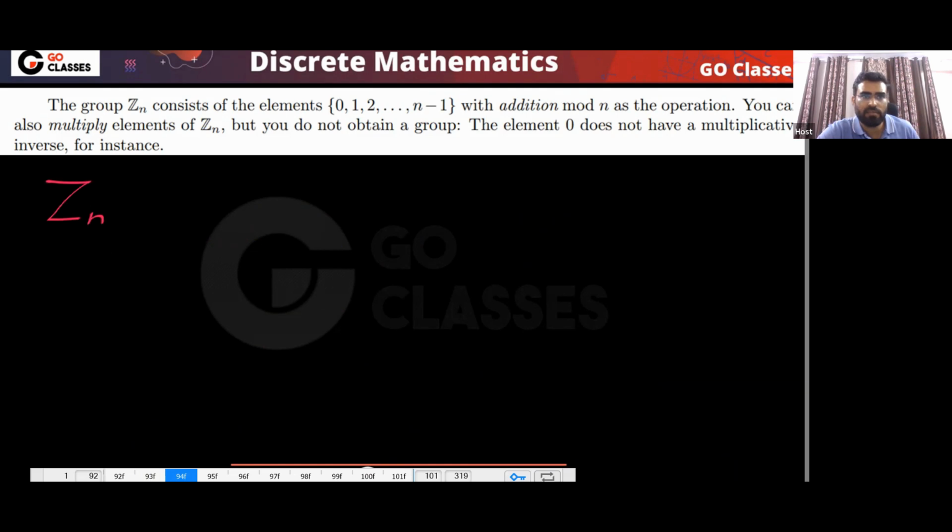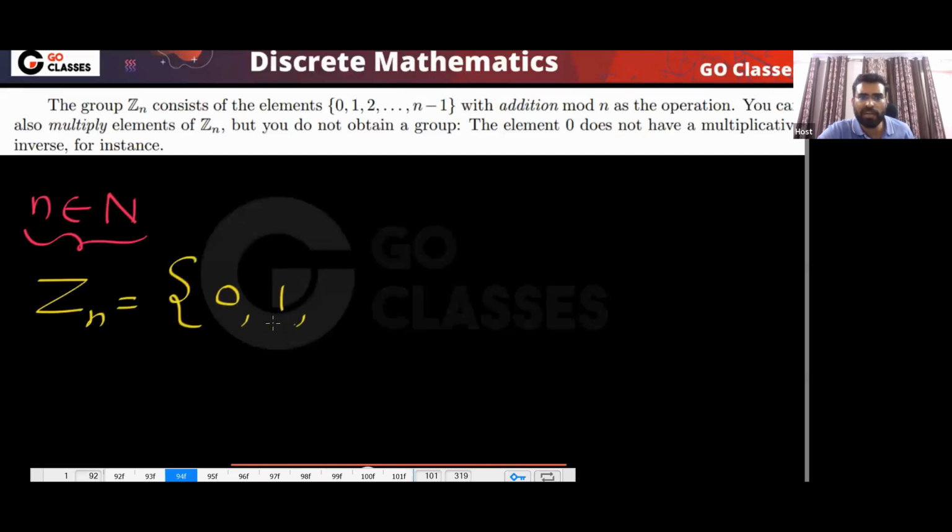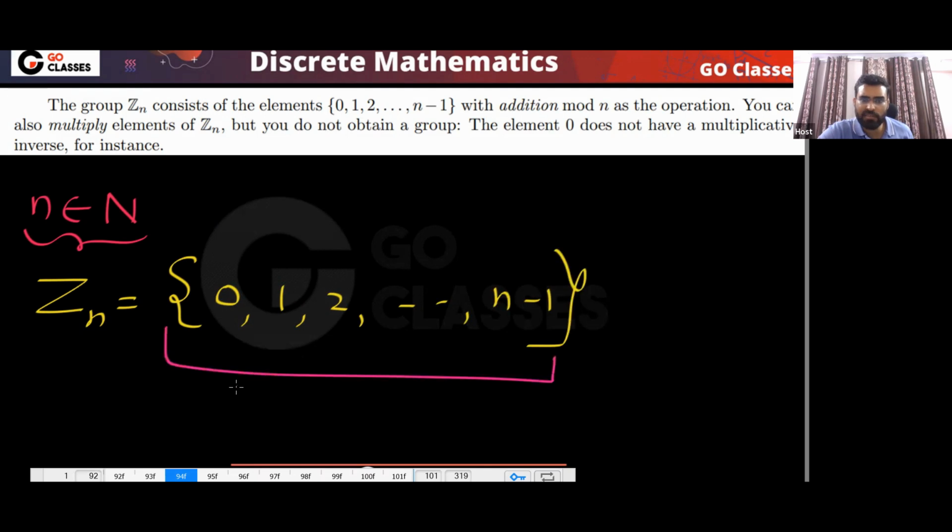What is Zn? Let me tell you. n is some natural number. Then Zn will be all the remainders when divided by n. So can you notice what Zn is? Zn is basically all the remainders when divided by n.